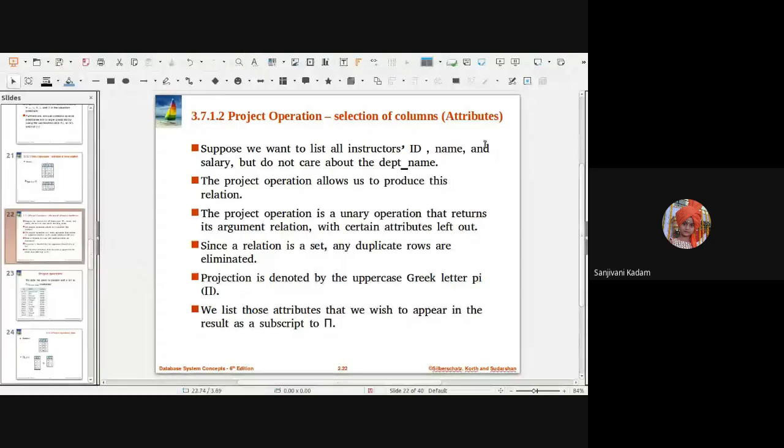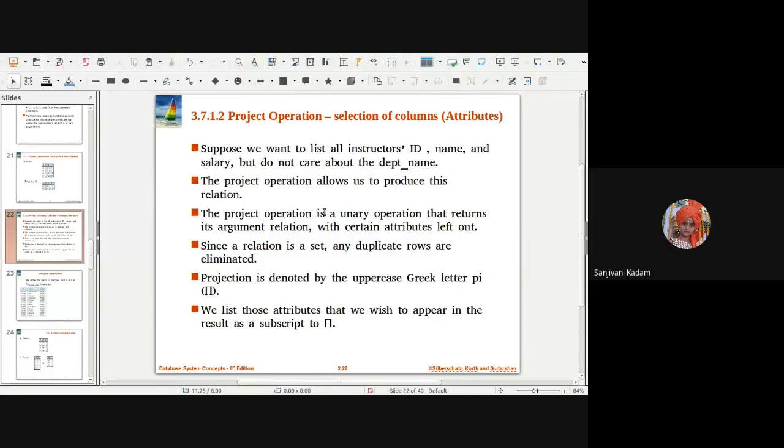The project operation says that we are selecting columns or, in brackets, attributes. So let us read the explanation. Suppose we want to list all instructors' ID, name and salary, but do not care about the department name. In this case, the project operation allows us to produce this relation or whatever output.